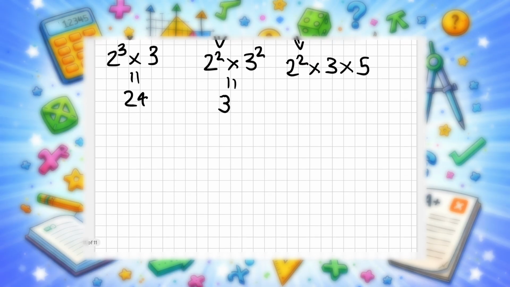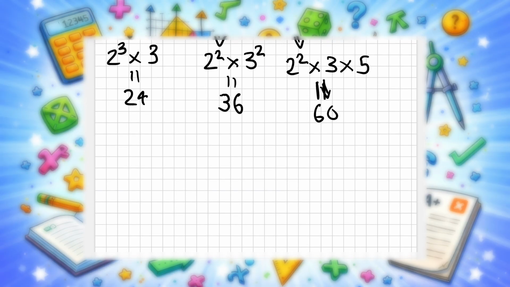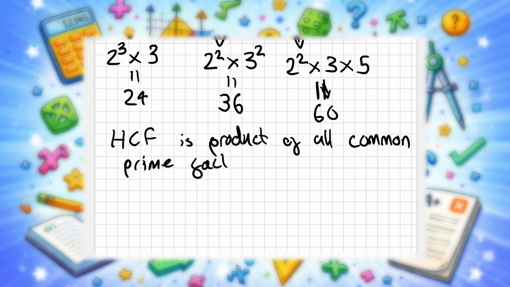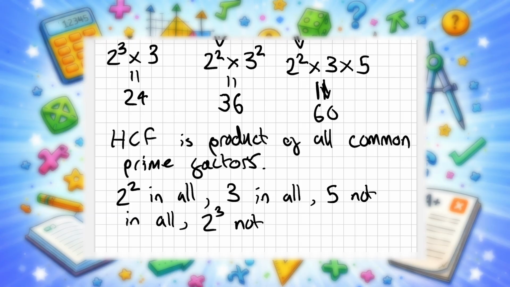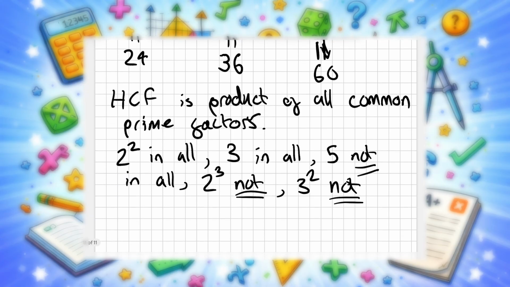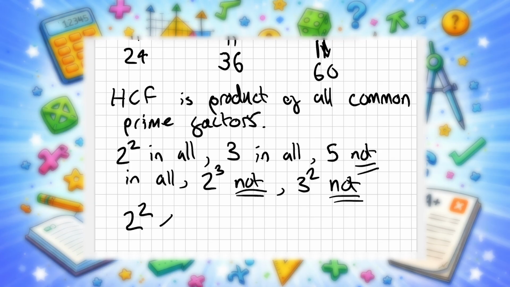Okay, so now is this neat trick. You can find the highest common factor by multiplying all the common prime factors together. So for this we can see that each number has a factor of 2 at least twice in it and one multiple of 3. No other factor is common, so you multiply 2 twice and times by 3 to get 12, which is our highest common factor.